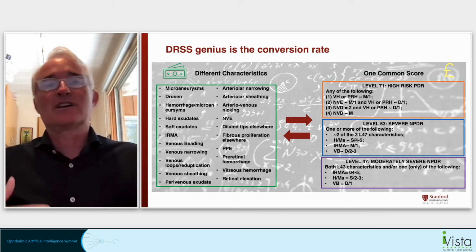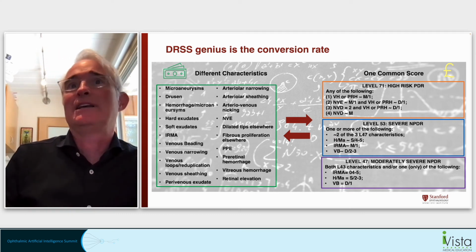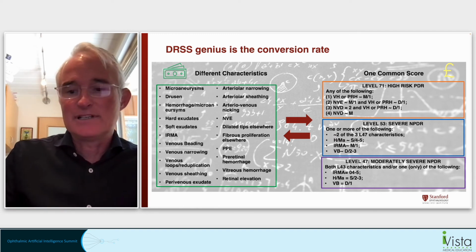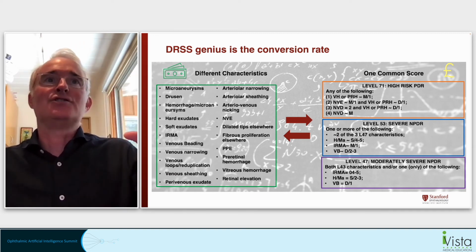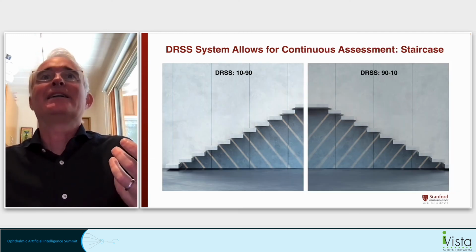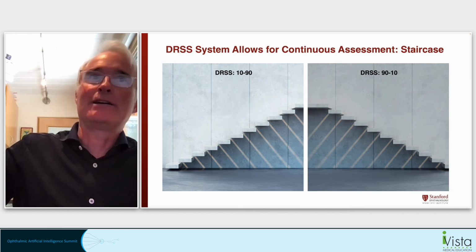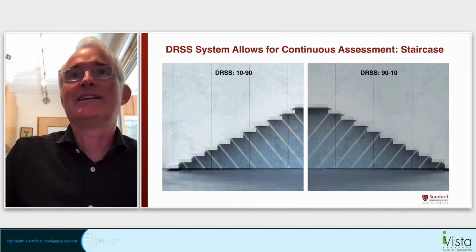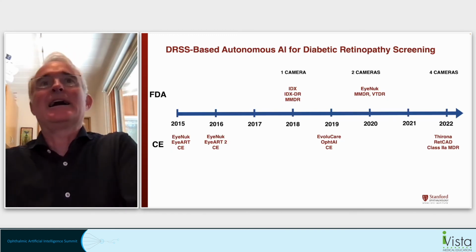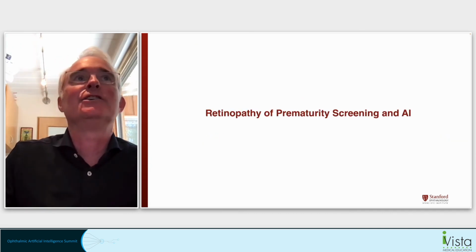And we all know the metric that 4 quadrants of hemorrhage and microaneurysms is equivalent to 2 quadrants of venous beading, which is also equivalent to 1 quadrant of intraretinal microvascular abnormalities. That allows you to take these different features and come up with a score, and then assess whether or not the diabetic retinopathy is getting better or worse on the scale of 10 to 90. You can follow it over time. Based on this, we've seen numerous AI approvals, both in the United States and in Europe over the last 8 years.